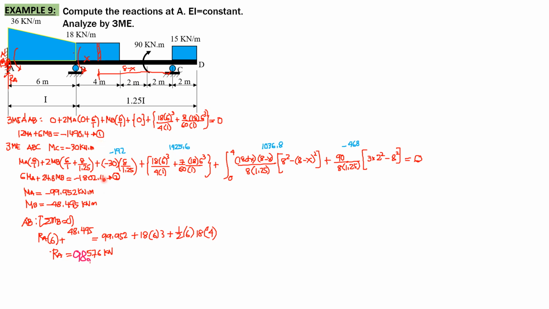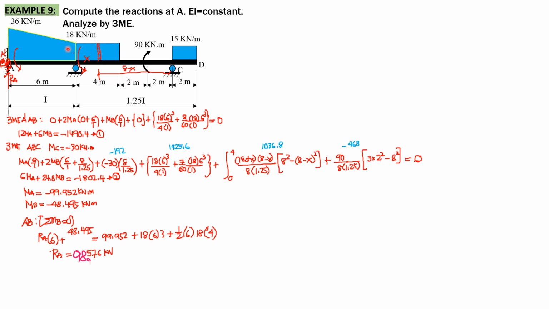Solving these two equations simultaneously, we obtain moment at A negative 99.952 kilonewton meter and the moment at B negative 48.495 kilonewton meter. Then, aside from the moment reactions, which is negative 99.952 at A, which is verified because we solved this by superposition method or energy method in the preceding topic. So summation moment A equals 0.